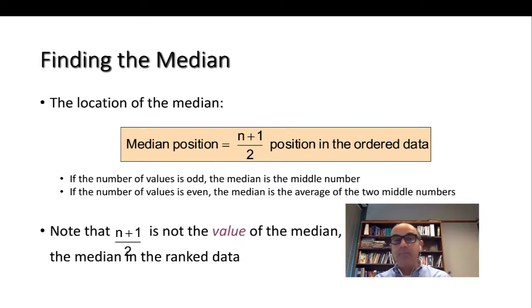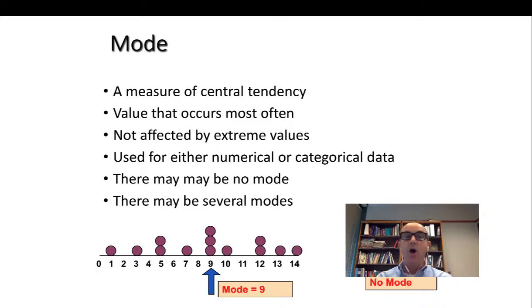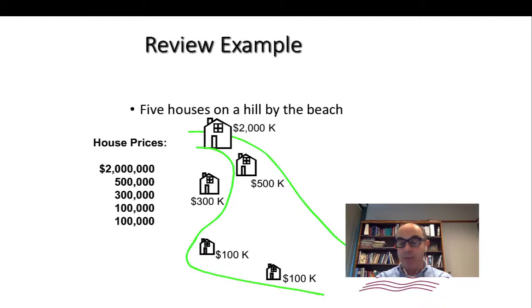How do we find the median? (N plus 1) divided by 2. It's not the value of the median, but the position in the data set that allows us to do that. Mode is the value that occurs most often. In this example, below, 9 is the mode, and in the second set there is no mode because there is no most frequent value.